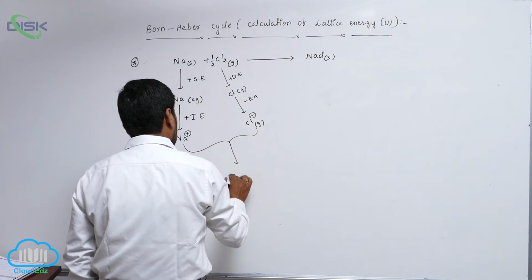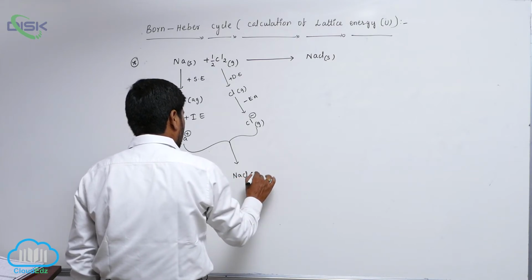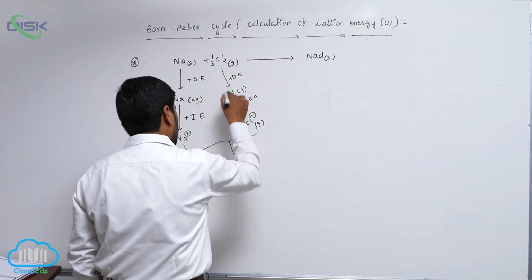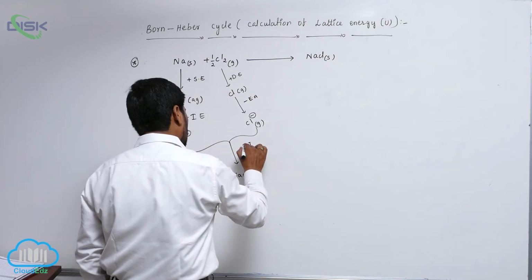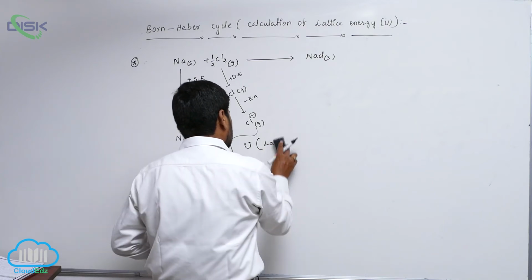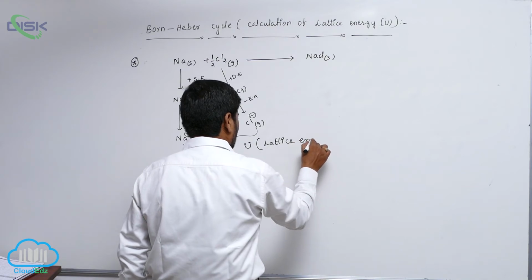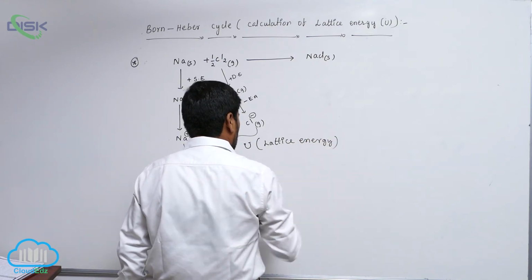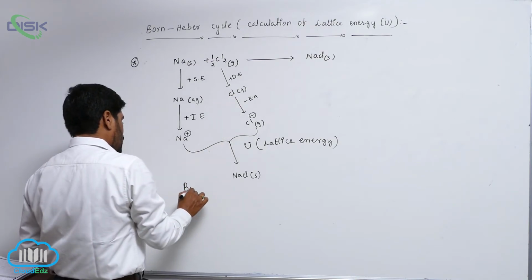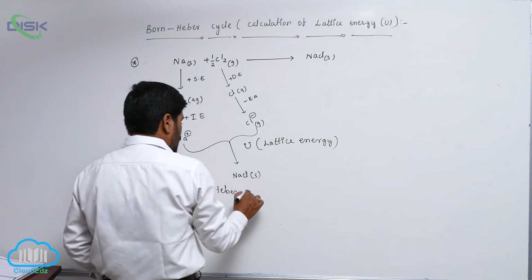Now the combination of these two always gives which one? Sodium chloride as a solid. So this total particular energy is known as what? U. It is represented by what? Lattice energy. So this particular cycle is known as what? Born-Haber cycle.